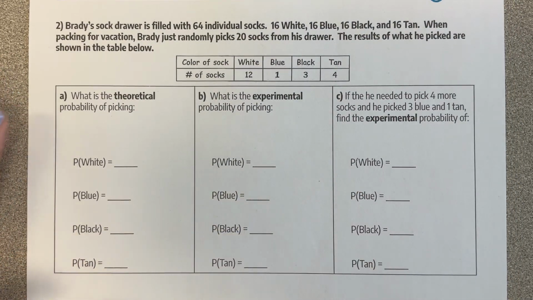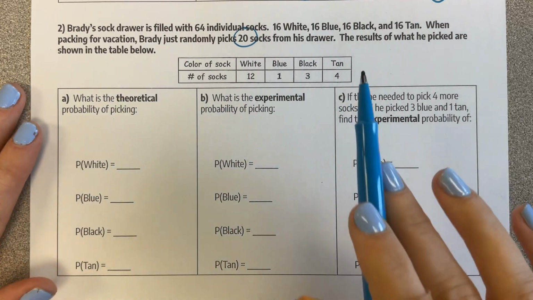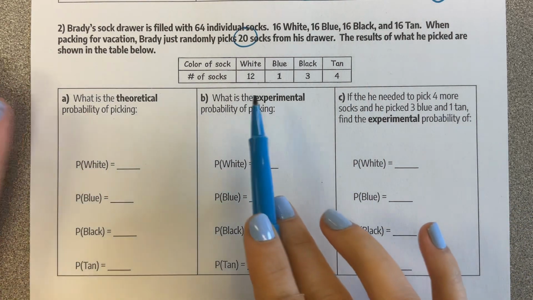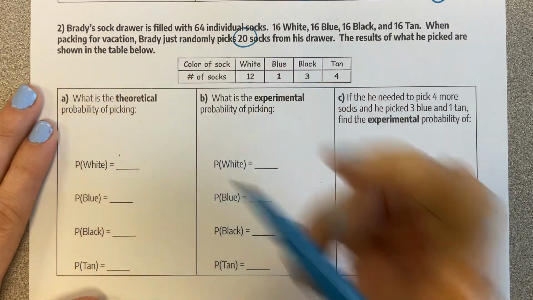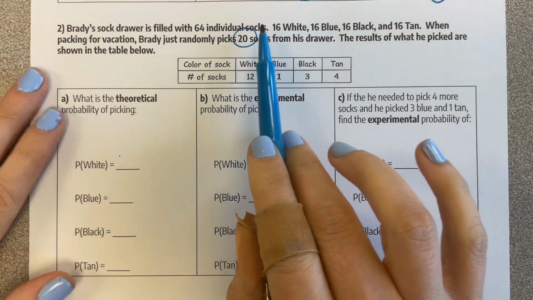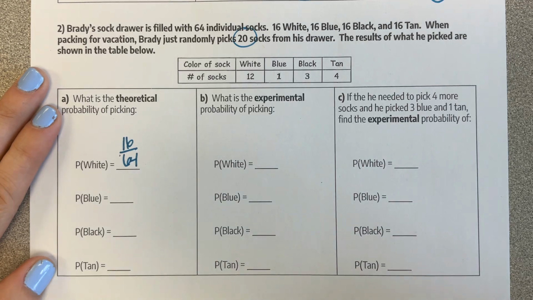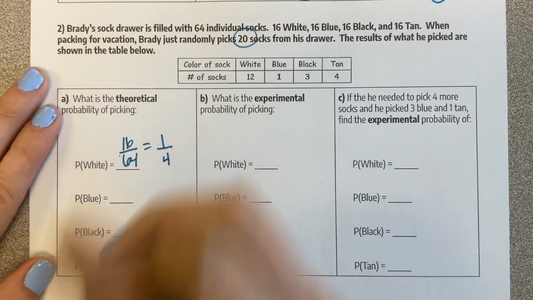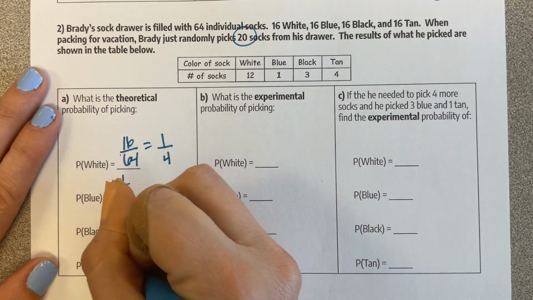Number 2, Brady's sock drawer is filled with 64 individual socks. 16 white, 16 blue, 16 black, and 16 tan. When packing for vacation, Brady just randomly picks 20 socks from his drawer. So that's our total. The results of what he picked are shown in the table below. So we could also total this up, but it should equal 20. So our total for each of these, theoretically, 16, 16, 16, 16. So 16 out of a total 64. Or they're all the same, so 1/4. So for each of these, blue is 1/4, black is 1/4, tan is 1/4.